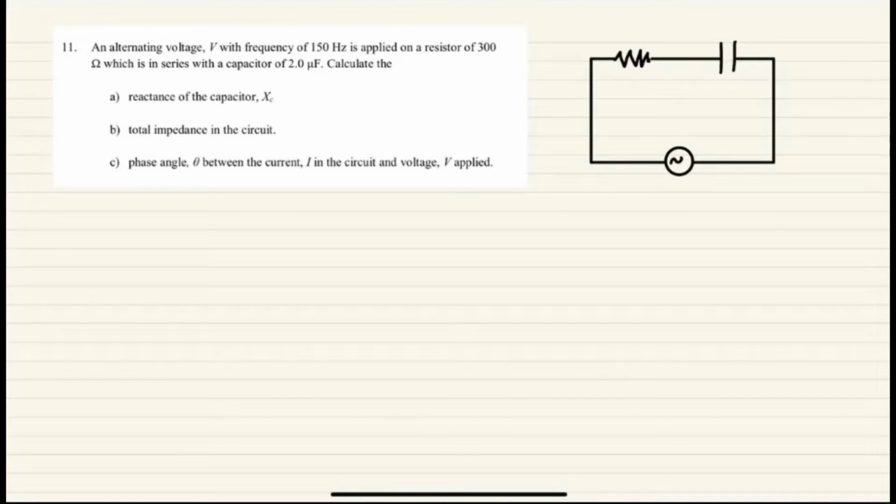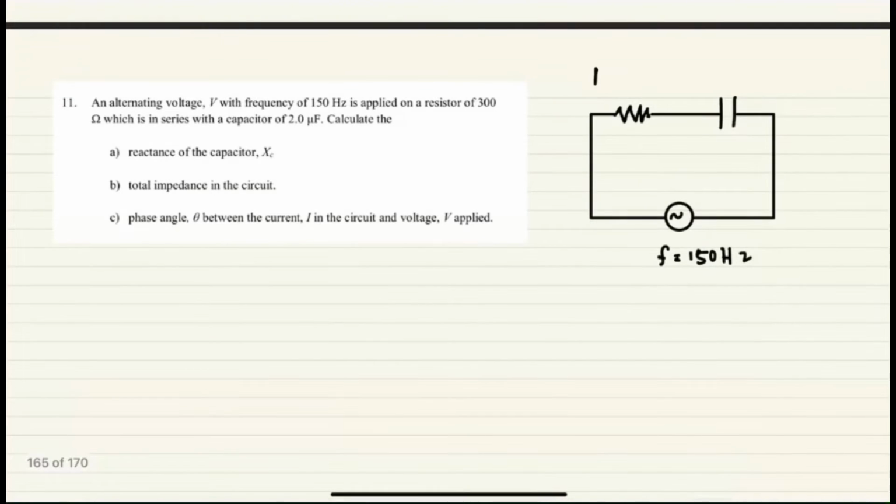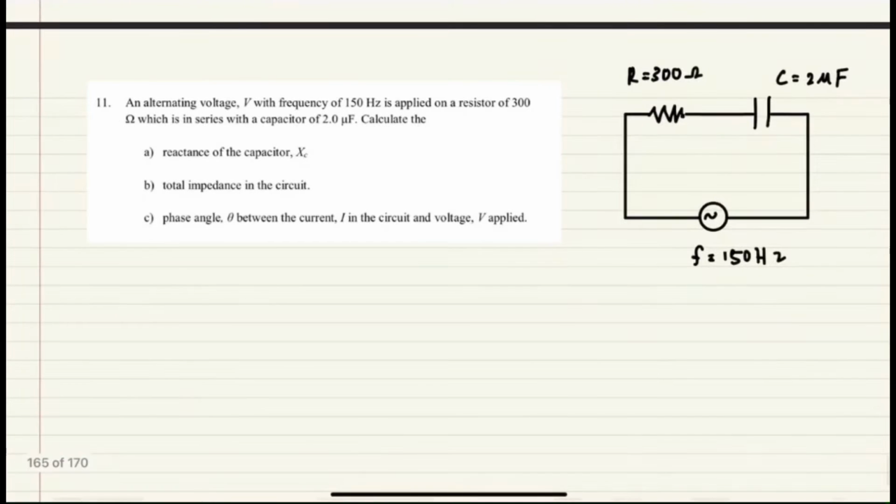Okay, question number 11 dia kata alternating voltage V frekuensi 150 Hz. Apply on resistor series with capacitor. So this one is the RC circuit. So ada dua komponen, resistor and capacitors. So frequency is 150 Hz. Resistor R is equals to 300 ohm. Capacitor C is 2 microfarad. Calculate the reactance of the capacitor.